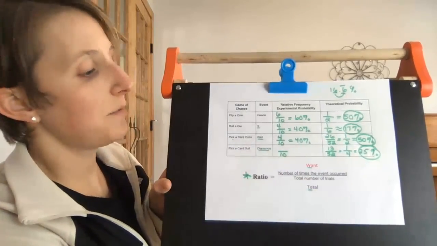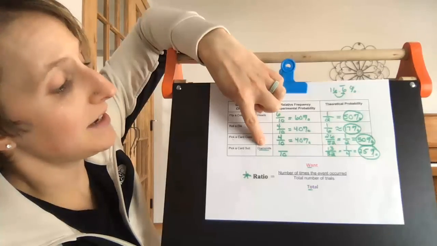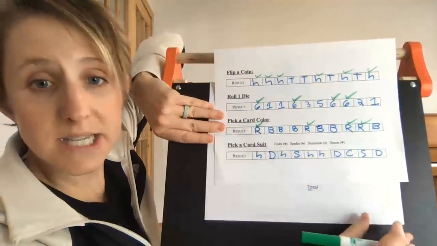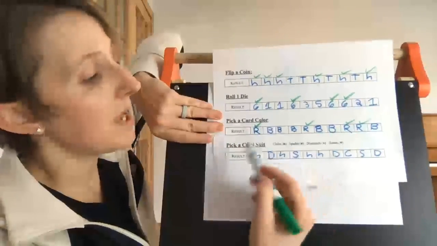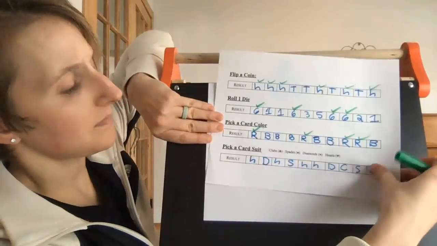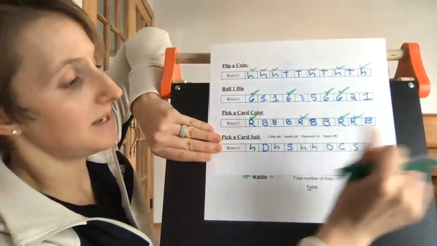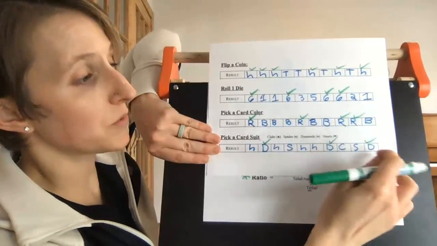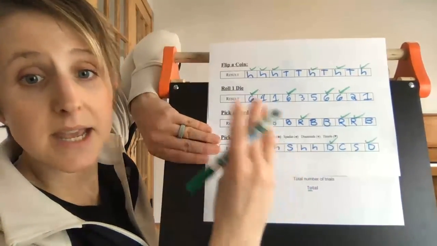Let's do our last game of chance, which was pick a card suit. We're looking for the probability of picking a diamond, and this is going to be the experiment's probability or relative frequency. Again, relative frequency and experiment's probability are one and the same. How frequently did I get a diamond? So we have to count those. 1, 2, 3. So the frequency for getting a diamond is 3.